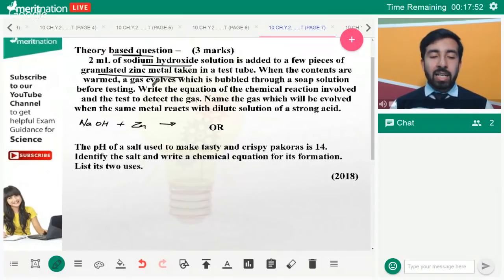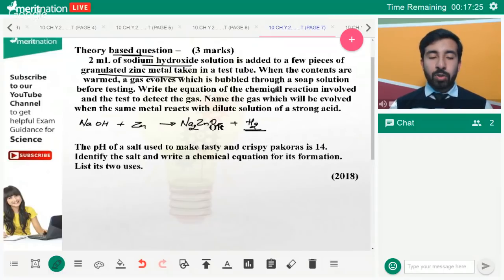When the contents are warmed, a gas evolves which is bubbled through a soap solution before testing. So which would be the gas? Tell me the name of the gas. What would be the name of the gas? Exactly, that is hydrogen, correct.